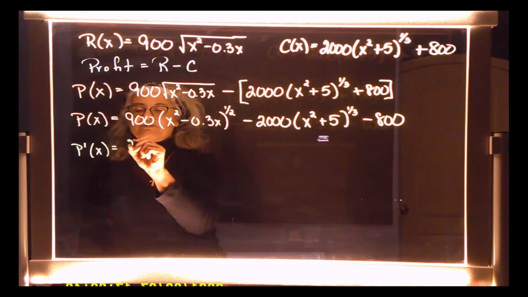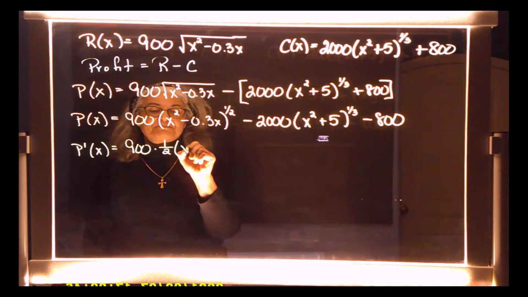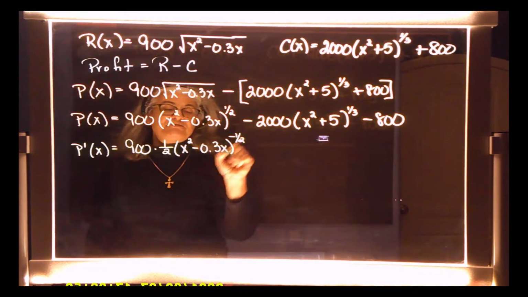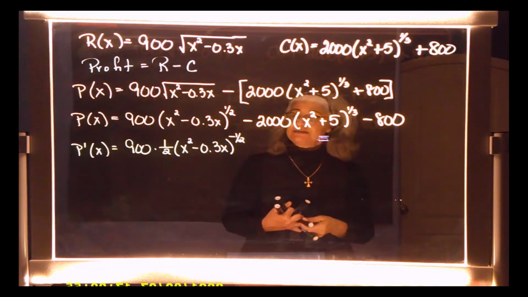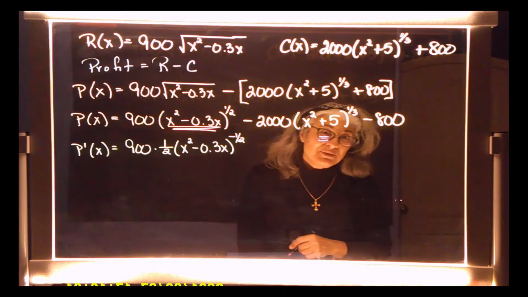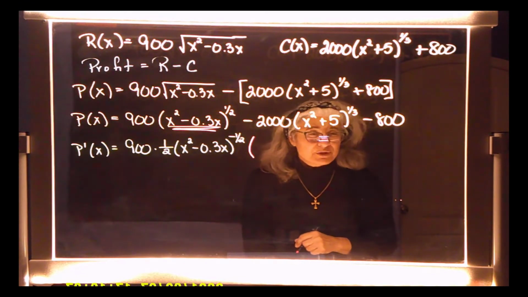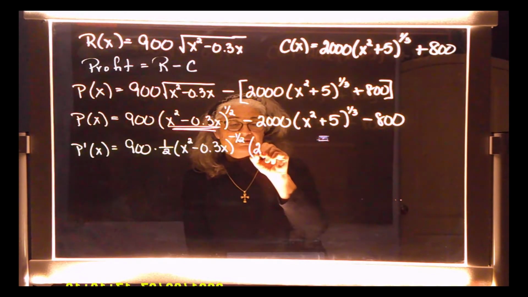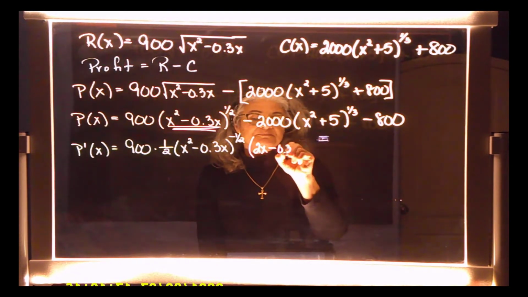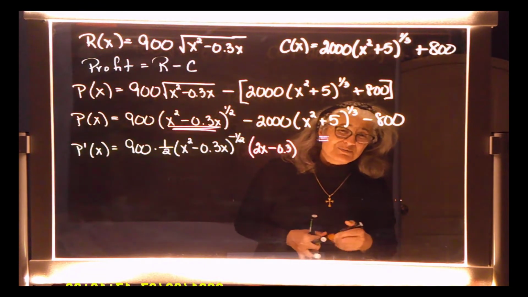All right. So 900. We have to bring the power down. Agreed? And then we reduce the power by 1, which gives us a negative 1/2, don't we? And then we have to take the derivative of the inside here, don't we? Okay, so I admit it, I'm going to have us do a second step right here, right away. What's the derivative of the inside? Derivative of x squared is what? Good, 2x. And the derivative of 0.3x? Good, just 0.3. Good job. Knew you could do it. That's about the only time I do 2 steps in one.